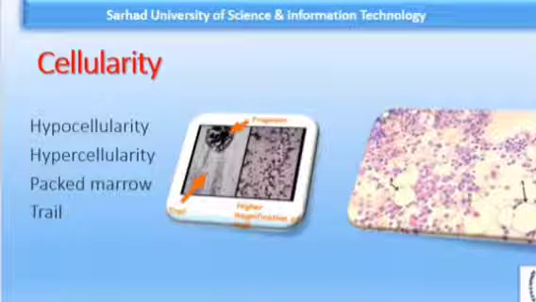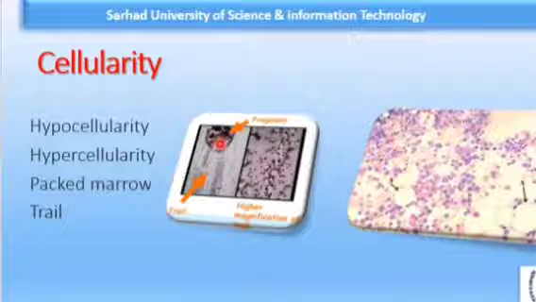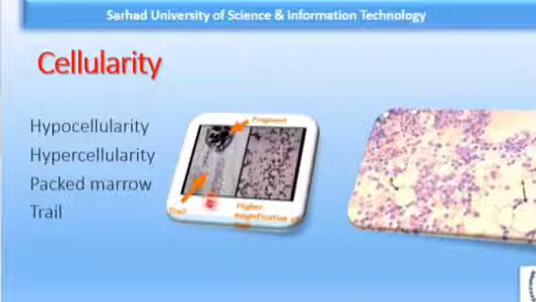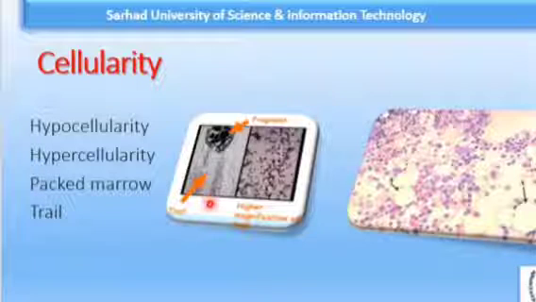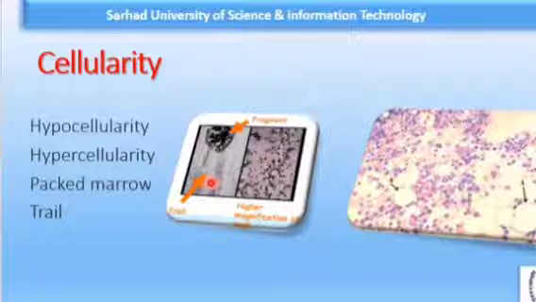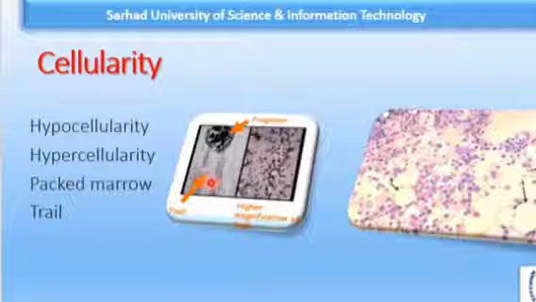The first thing is cellularity, and this is noted for both the fragments and trails. The fragments are bone marrow particles, and what are trails? A trail is the part of the smear left behind by fragments during spreading. So these trails also have important cells, and you cannot neglect them.